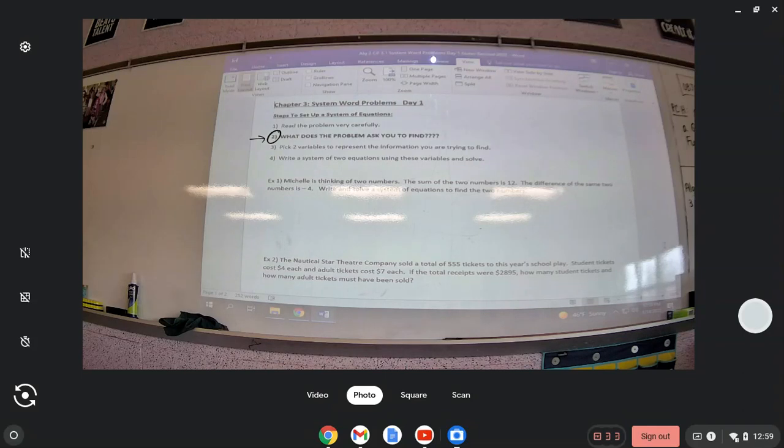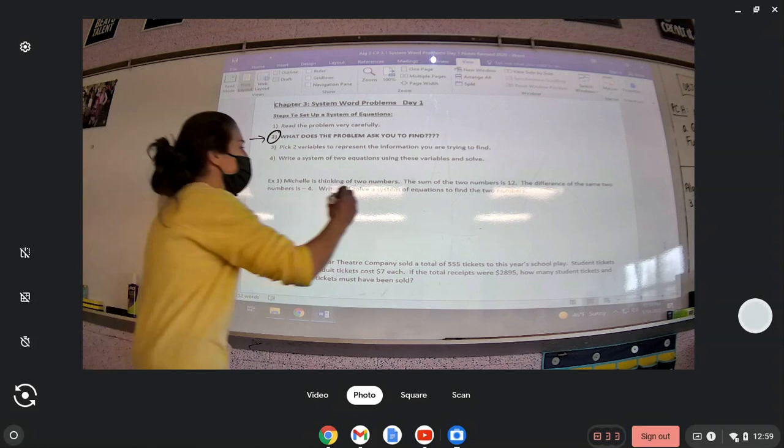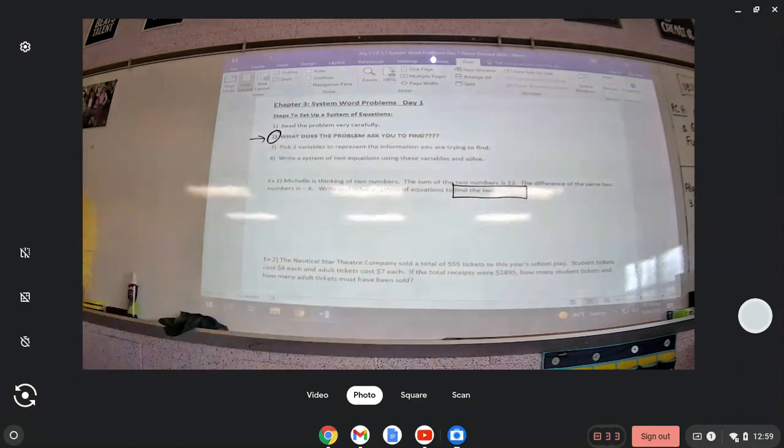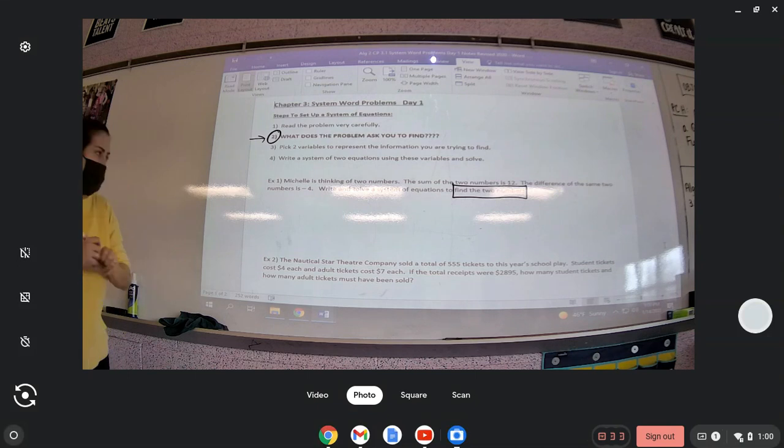Okay, so we read it. Now we have to ask ourselves, what did they just ask you to find? They said find what? 12 and... No. Somebody said it. They clearly said find the 2 numbers. That is what this problem has just asked you to do. Find the 2 numbers. So guys, tell me right now, what's a variable I could use to represent one of these numbers? X. Guys, use your favorite letter. You can use anything you want.